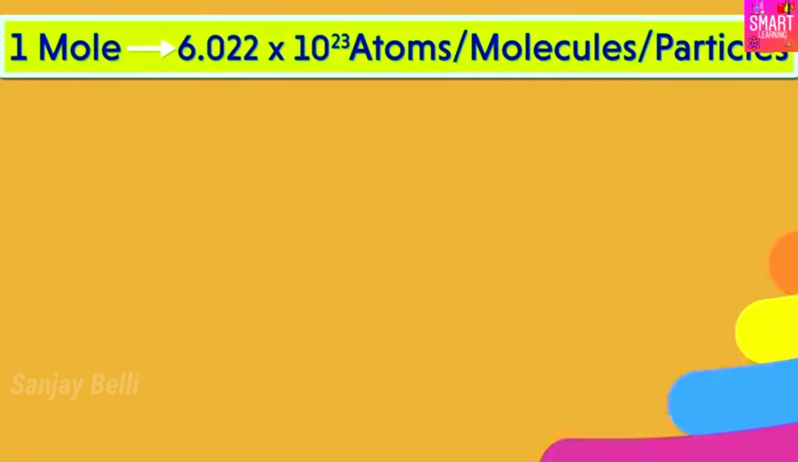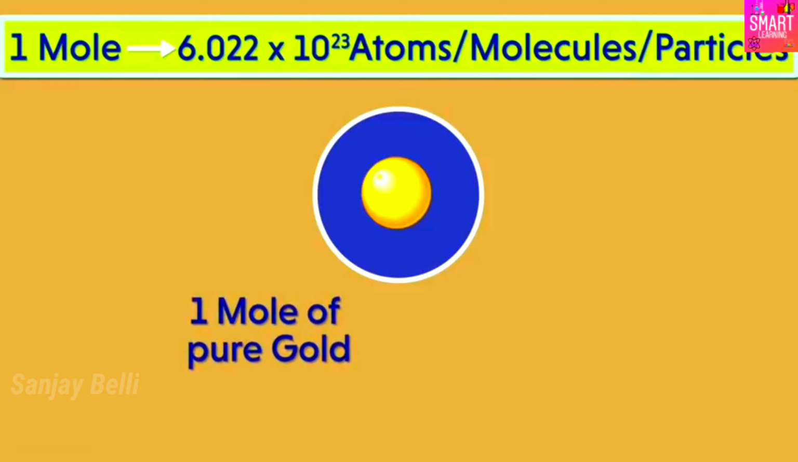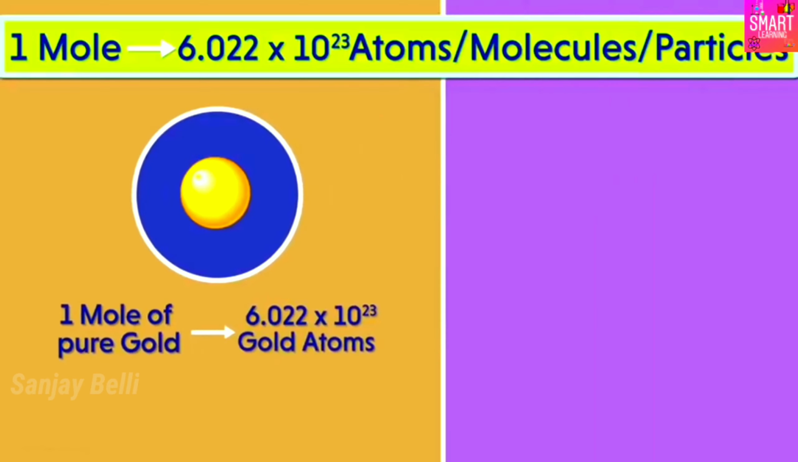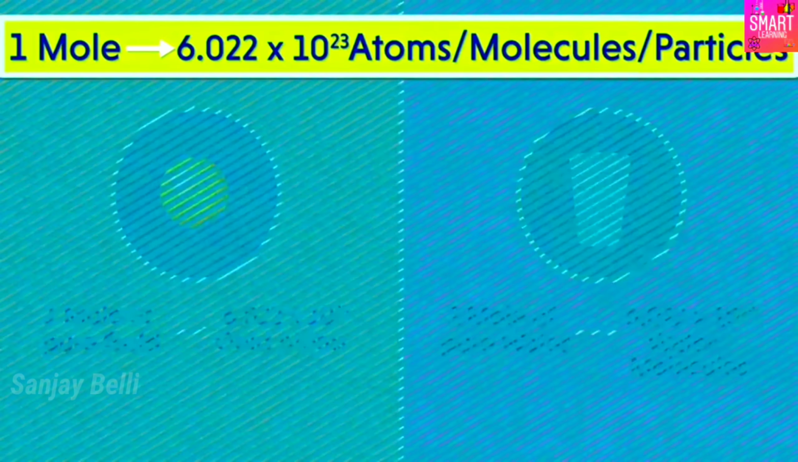Let's see if you understood the concept well. Now, here is 1 mole of this pure gold. How many atoms does it have? Yes, as it's 1 mole, it will have 6.022 times 10 power 23 atoms in it. Similarly, 1 mole of pure water will have 6.022 times 10 power 23 water molecules inside it.